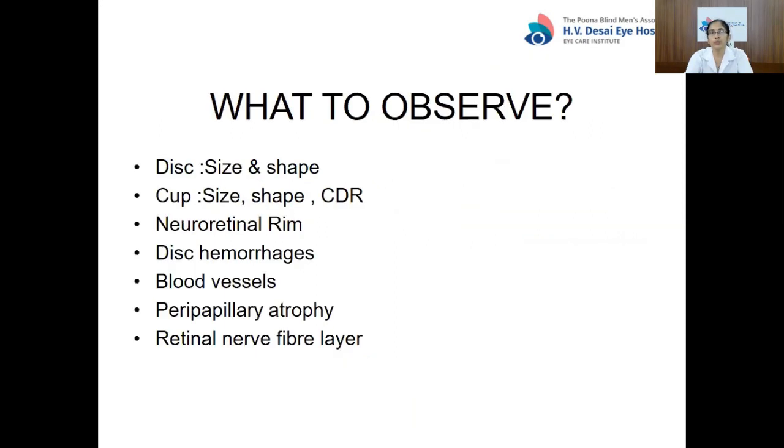So what do we observe? The disc size and shape, the cup size and shape and the cup disc ratio, the neuroretinal rim, disc hemorrhages, blood vessels, peripapillary atrophy, and the retinal nerve fiber layer.